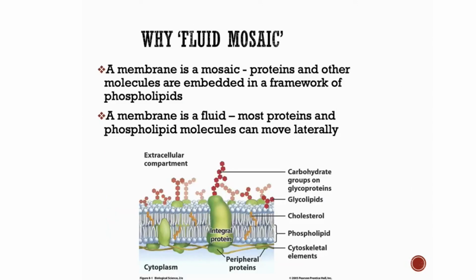Why fluid mosaic? A membrane is mosaic because proteins and other molecules are embedded in a framework of phospholipids. A membrane is fluid because most proteins and phospholipid molecules can move laterally. So you know that the hydrophilic phosphate heads help make the plasma membrane fluid, but the hydrophobic tails make it more solid.